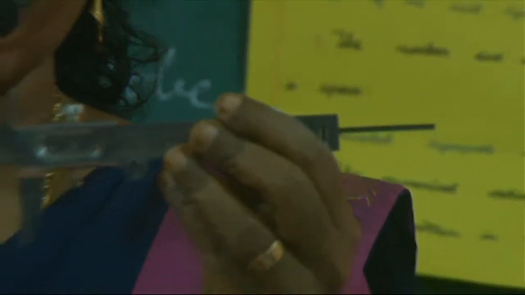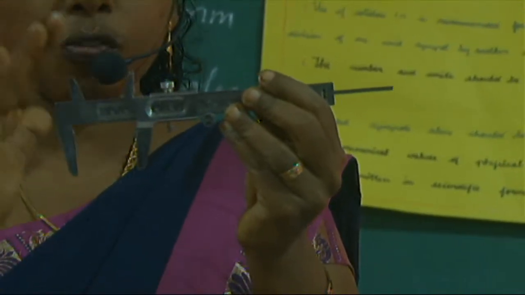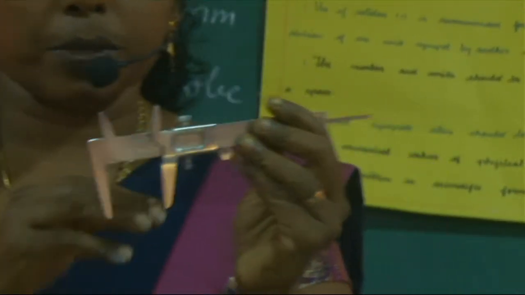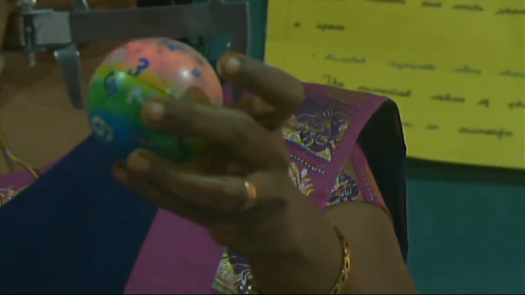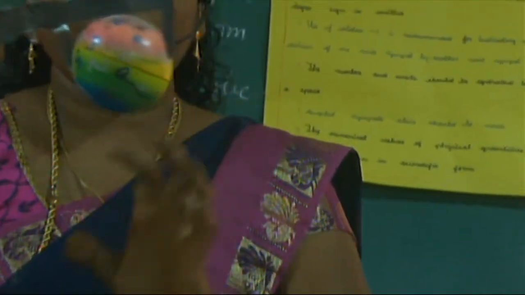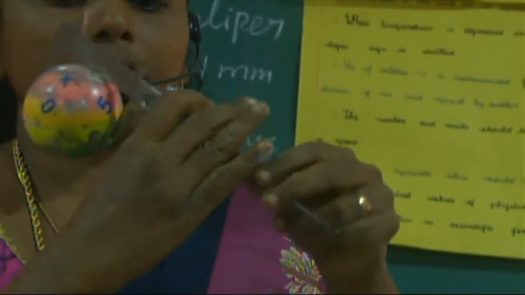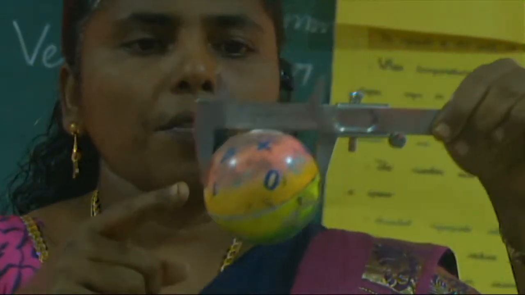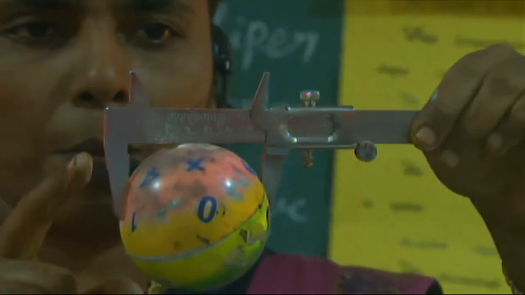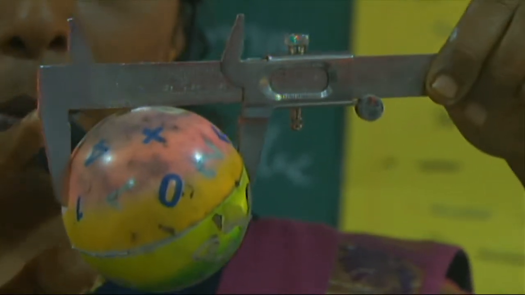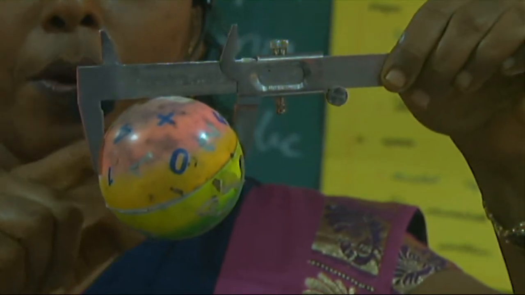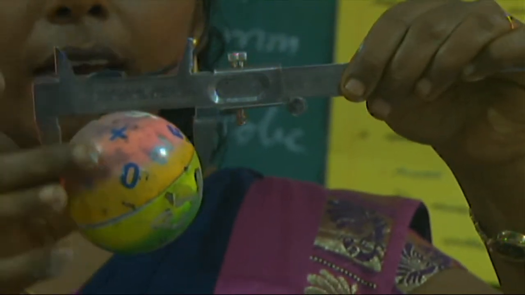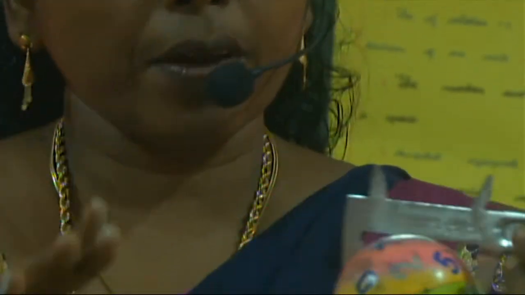Now for what purpose are we using this Vernier Caliper? To find the thickness of an object. Suppose we grip the ball here, in between the two lower jaws. A rubber ball, we can grip in between the two lower jaws. We can find the thickness or diameter of this rubber ball by using this vernier caliper. Then how we can use this vernier caliper, we can see.